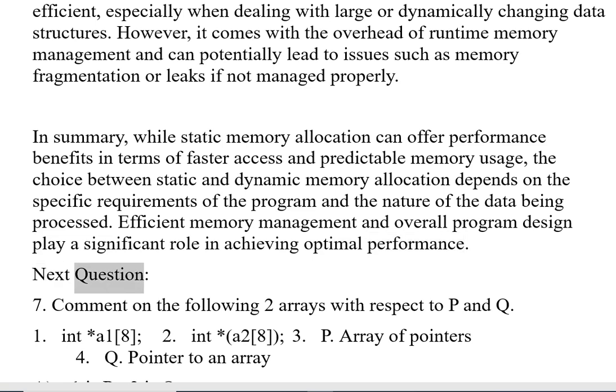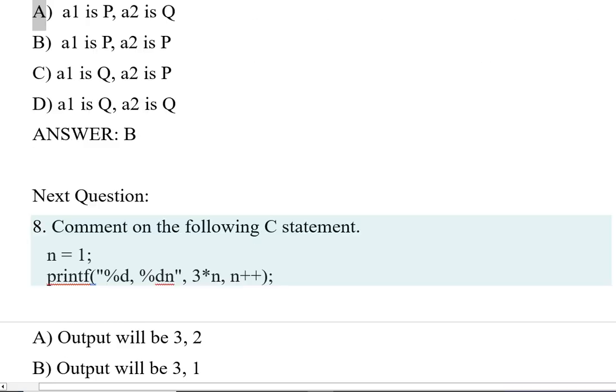Next question. 7. Comment on the following two arrays with respect to P and Q. 1. int *a1[8]. 2. int (*a2)[8]. 3. P: array of pointers. 4. Q: pointer to an array. A. a1 is P, a2 is Q. B. a1 is P, a2 is P. C. a1 is Q, a2 is P. D. a1 is Q, a2 is Q. Answer, B.